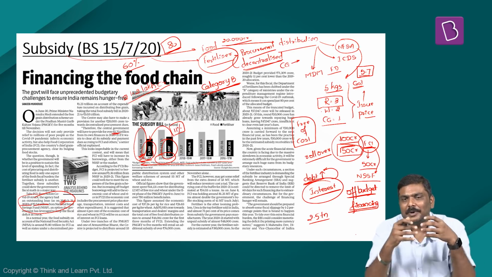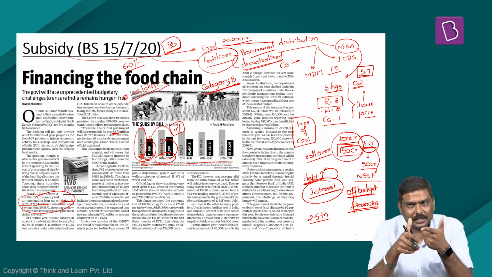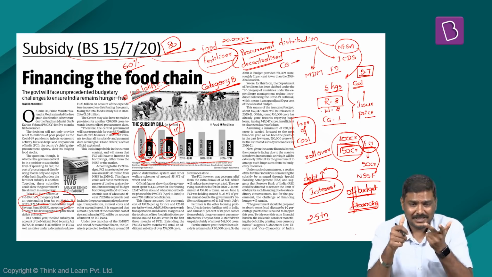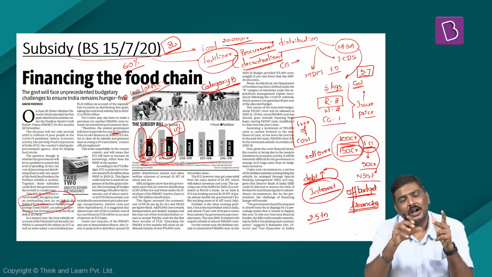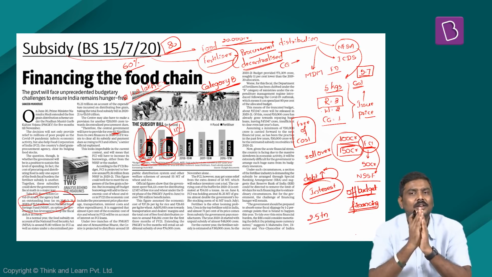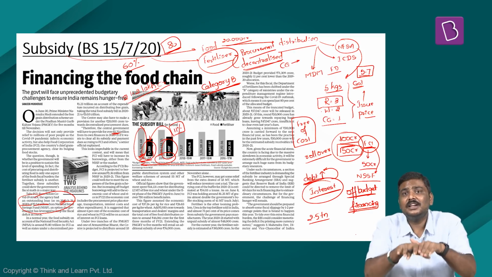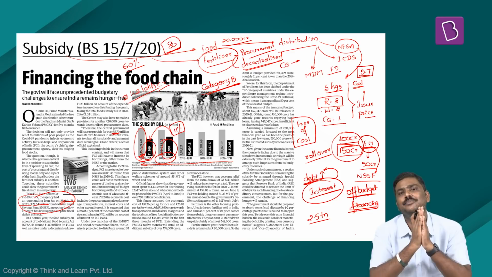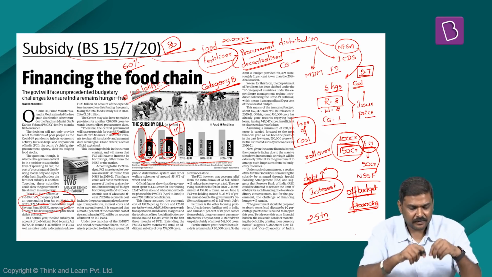To overcome this particular issue, either the government will have to monetize the deficit from the RBI, or second, will have to borrow under the concept of off-budget financing. Only then the fiscal deficit will be brought down, or else the fiscal deficit will be very, very high. This is the gist of the article given here.